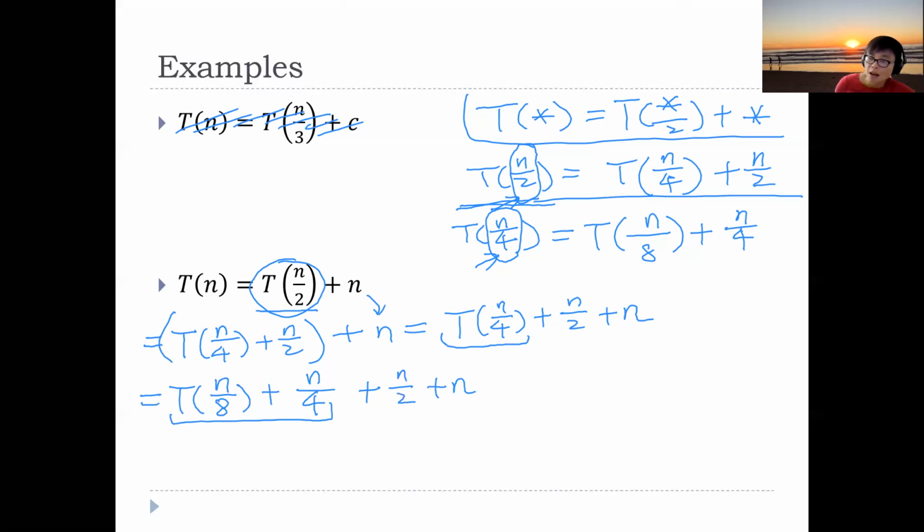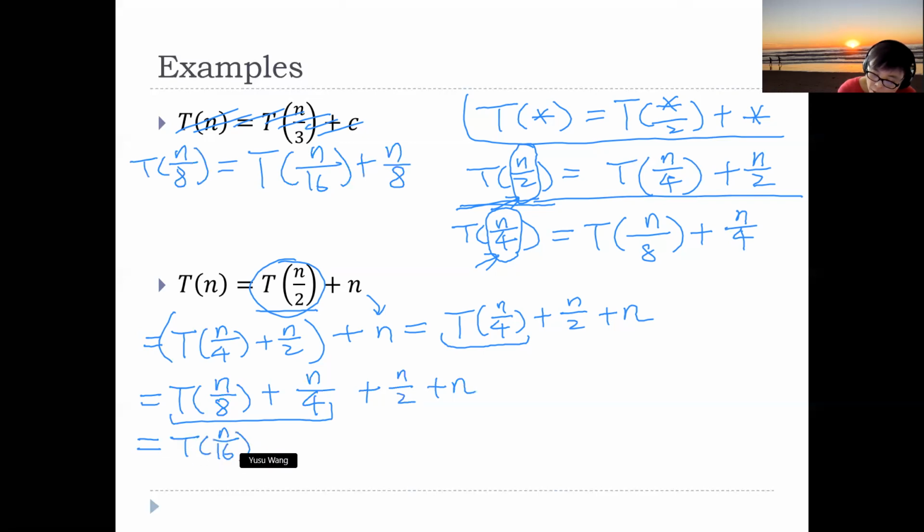Okay, all right. Maybe let's just do one more time. If I now replace T of n over 8, again, every time we do this, inside the size gets cut by half. Outside, I add the current size of the problem. This is what we have. So I have T of n over 16 plus n over 8 plus n over 4 plus n over 2 plus n.